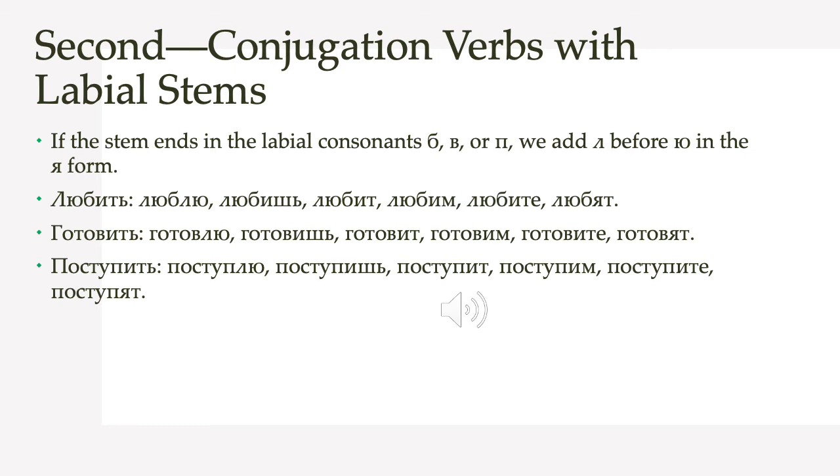A very common example is любить, to love. So we have я люблю. We add an л after the б. But then ты любишь, он любит, мы любим, вы любите, они любят. The same with готовить, to prepare or to cook. Готовлю with an л before the у. Готовишь, готовит, готовим, готовите, готовят. Or поступить, it's to step or act in the perfective, but it's also to enroll in university. So я поступлю, ты поступишь, она поступит, мы поступим, вы поступите, они поступят.